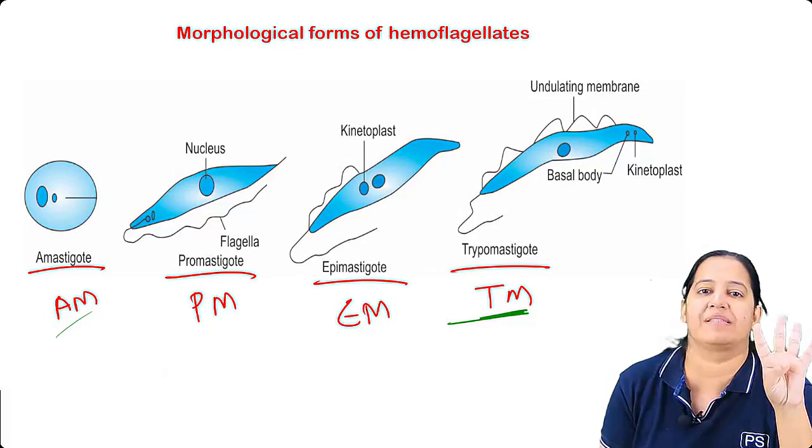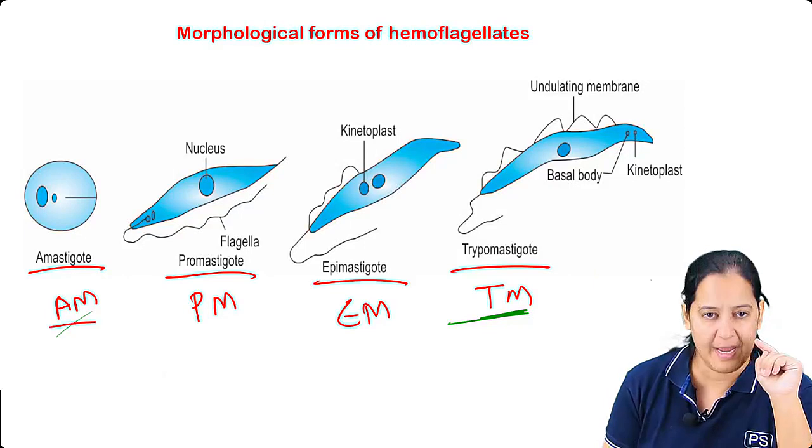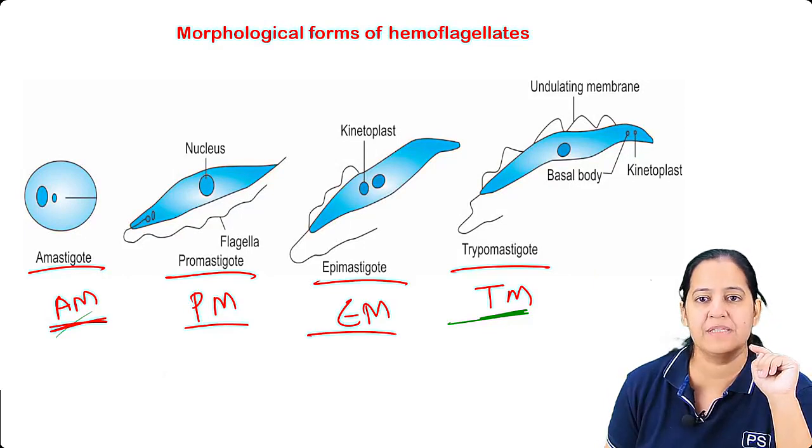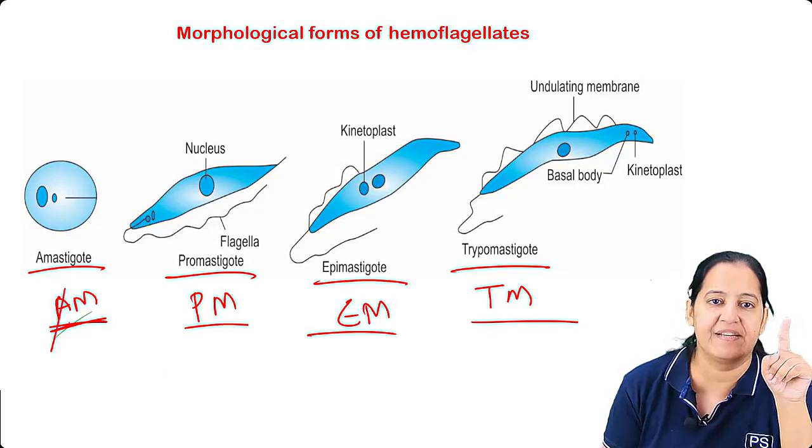These are the four mastigote. समझ में आ रही है क्या बात? These are the four mastigote: amastigote, promastigote, epimastigote, and the last one is trypomastigote. A का मतलब क्या होता है? Absent. A का मतलब absent.